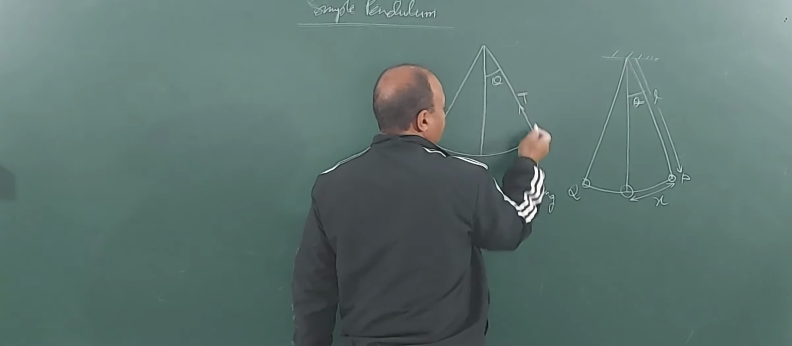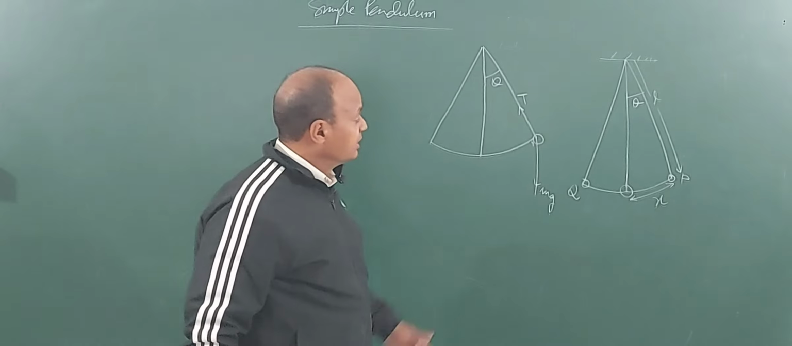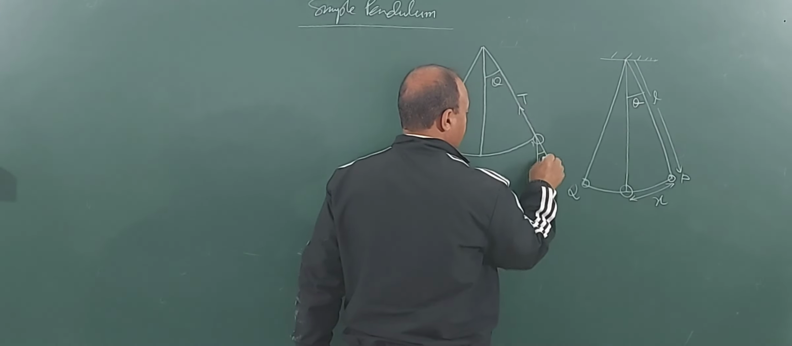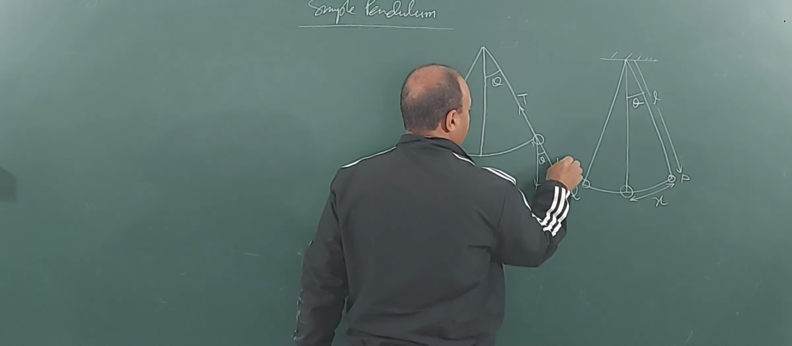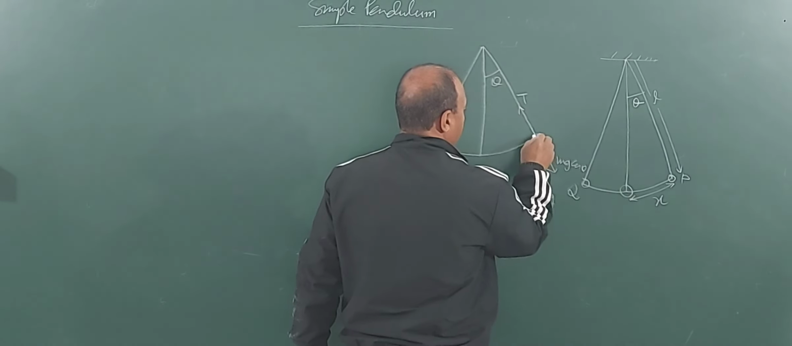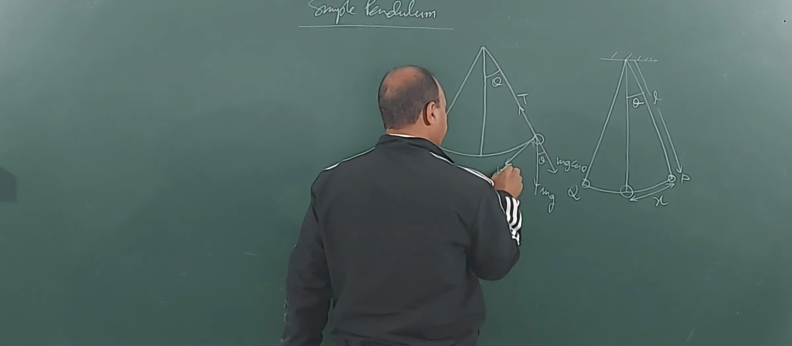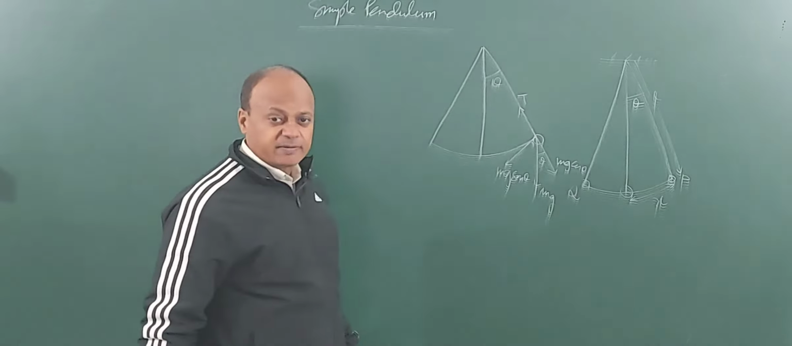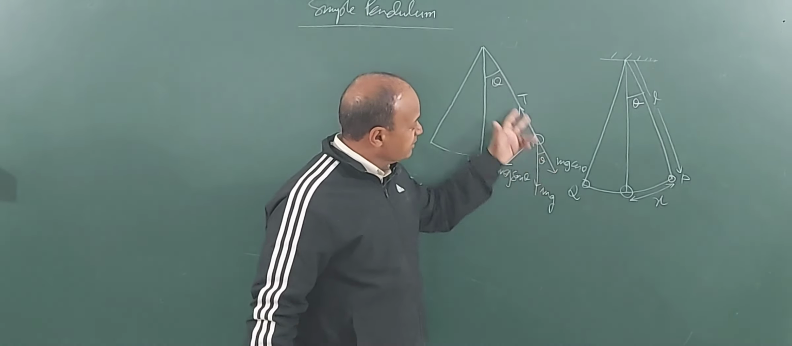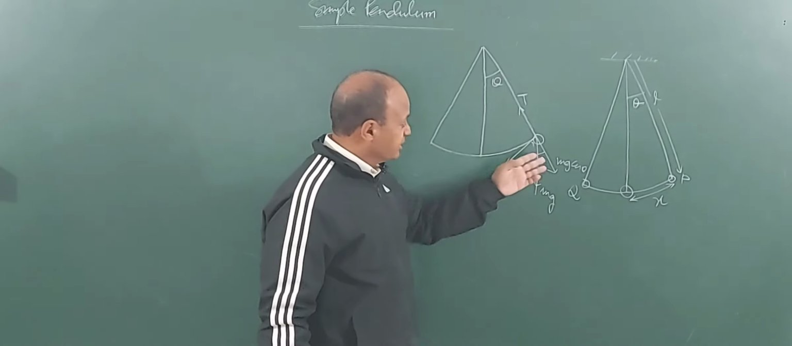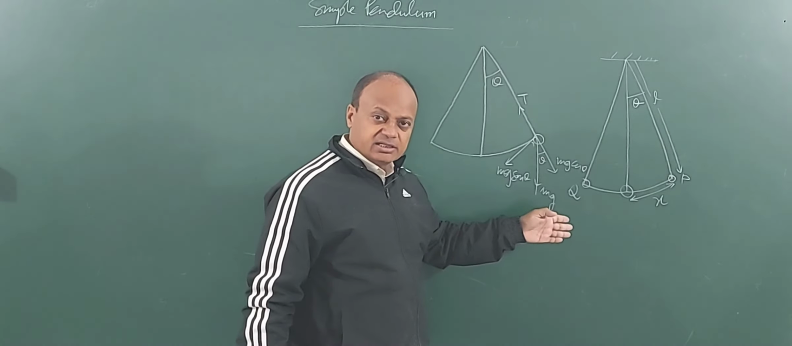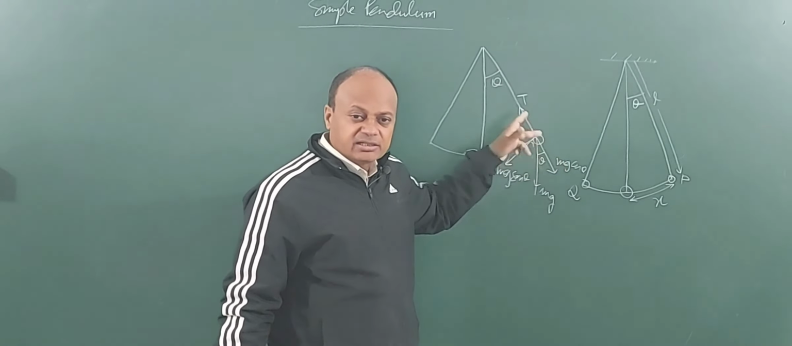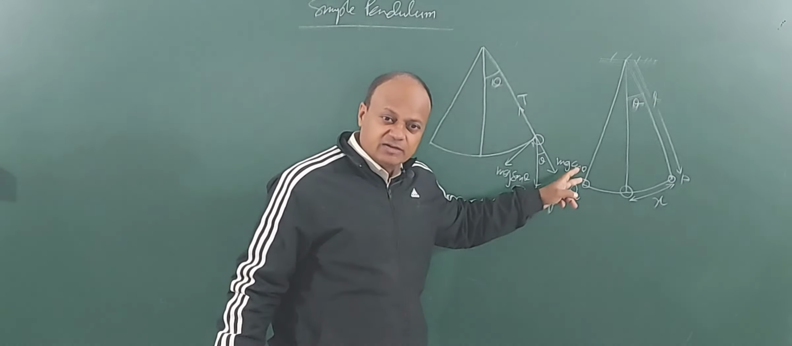Tension is acting along the string in the upward direction. If this angle is theta, then this angle is also theta. So this force is mg cos theta, and this force is mg sin theta. When you look at this diagram, you can clearly see that T is getting cancelled by mg cos theta, because there are no oscillations along the string. So T and mg cos theta are cancelling out each other.